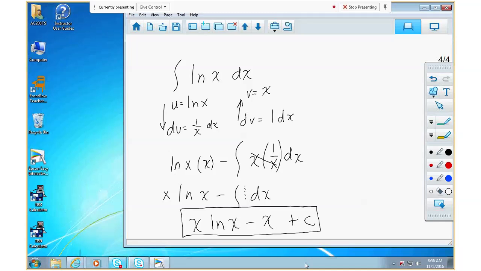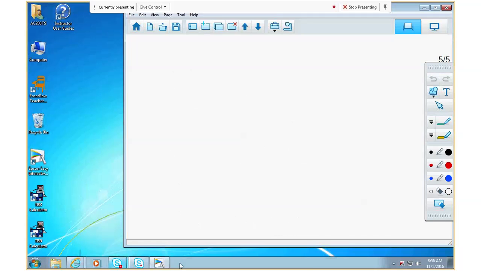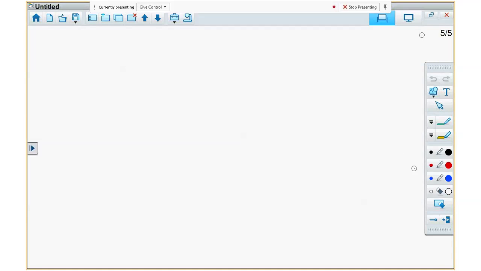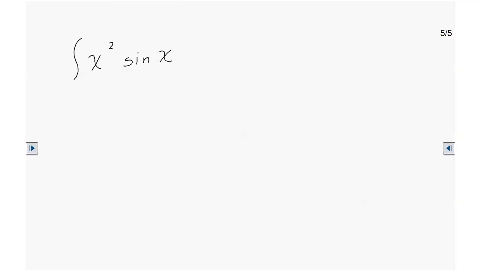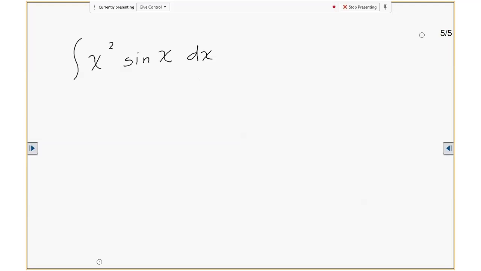x squared sine of x. Antiderivative, x squared sine of x dx. All right, I'm going to let you do that. I would let u equal x squared. That's all.